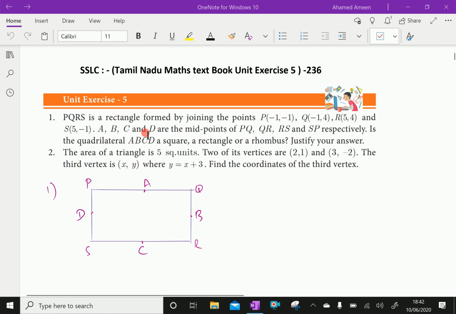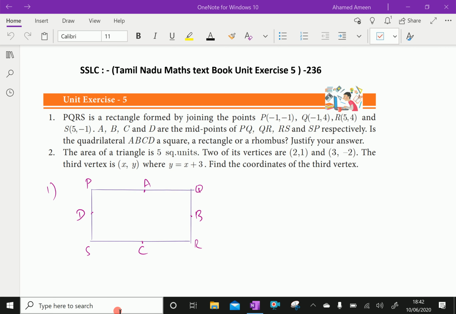PQRS is a rectangle formed by joining the points P, Q, R and S, and A, B, C, D are midpoints of PQ, QR, RS and SP respectively. Is the quadrilateral ABCD a square, a rectangle or a rhombus? Justify your answer.